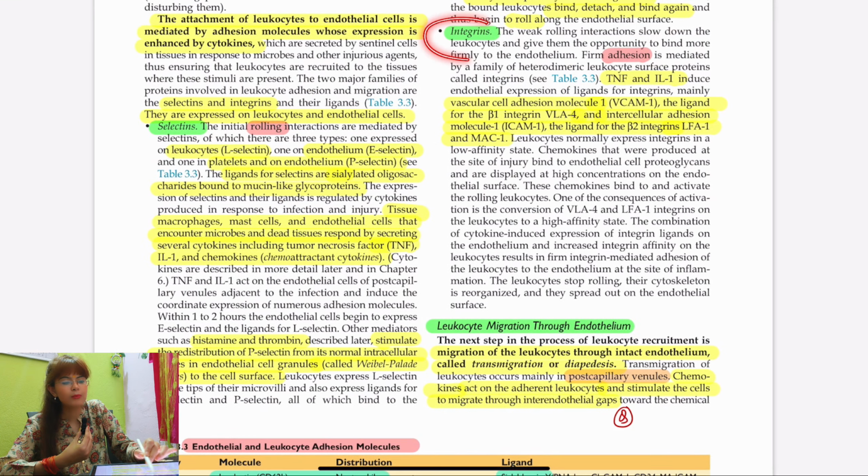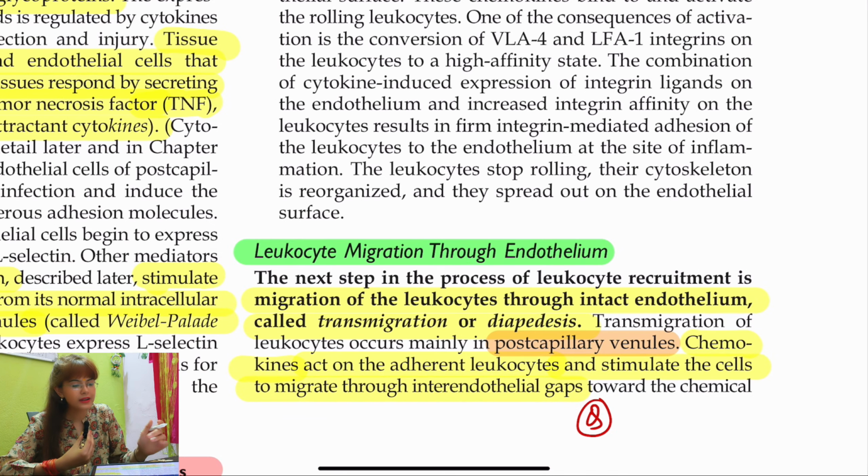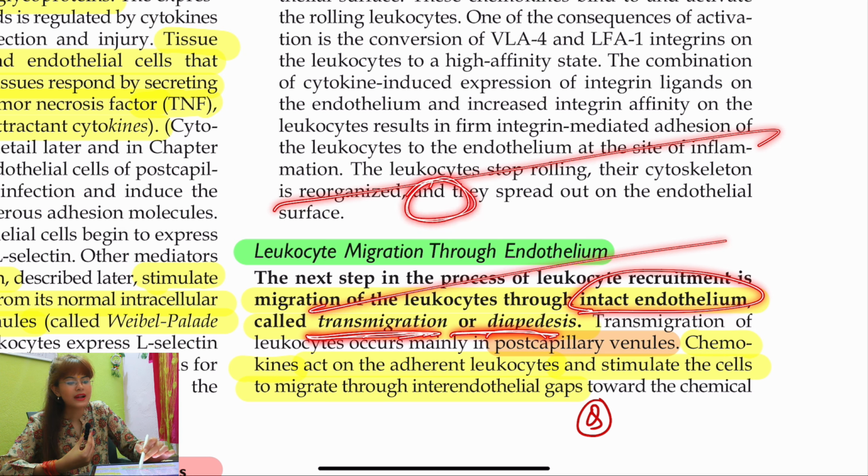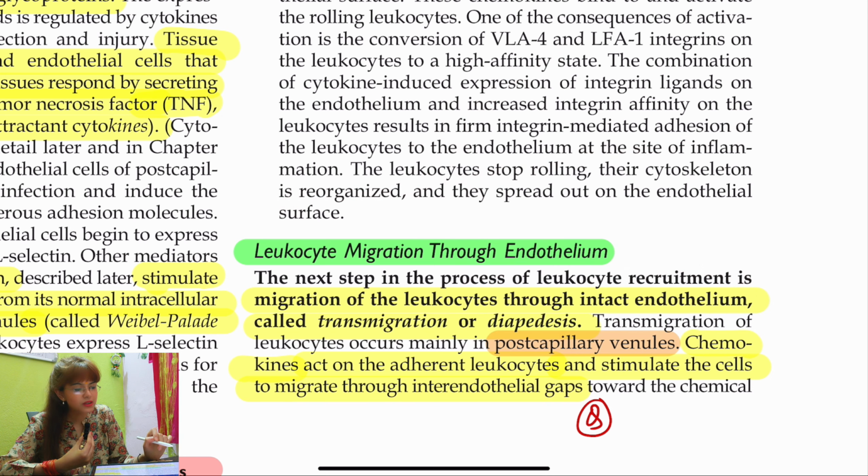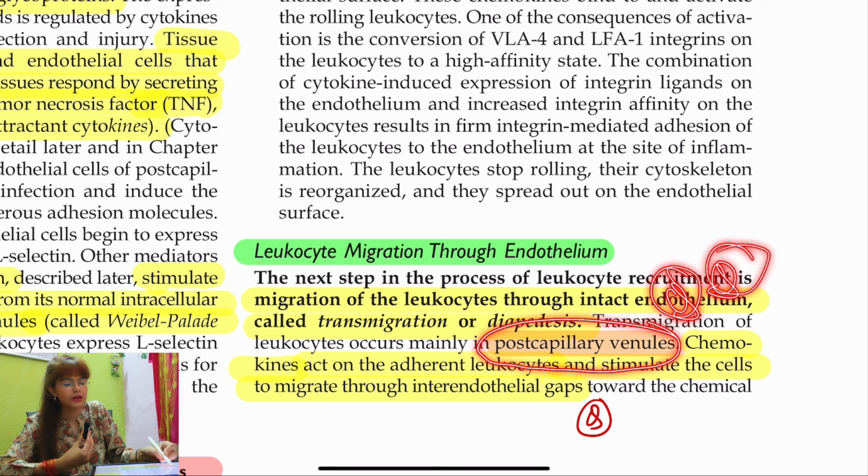So now we have reached a point where the leukocytes are adhered to the endothelium. After getting adhered, the next step is that this leukocyte will migrate through the intact endothelium out of the blood vessel, and this process is called transmigration or diapedesis. This is mainly present in the post capillary venules. Again, a very important MCQ point.